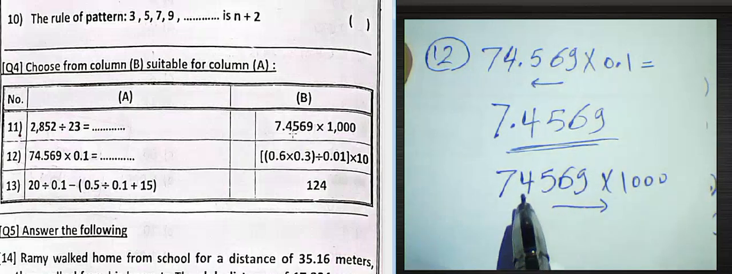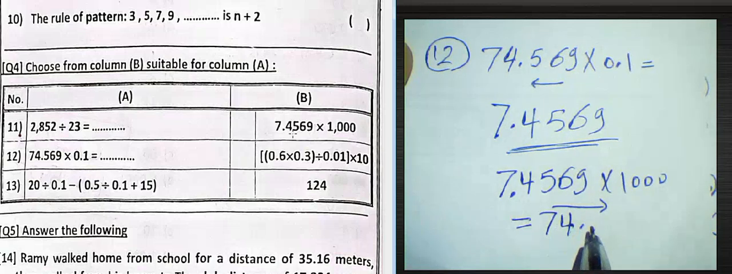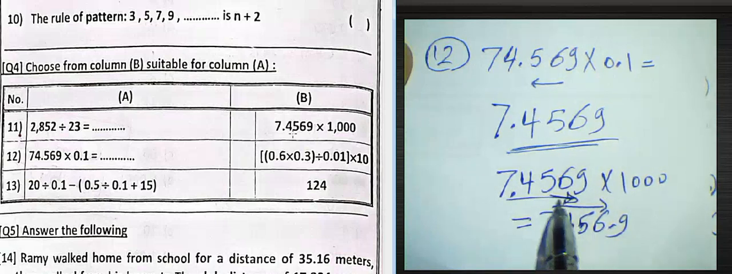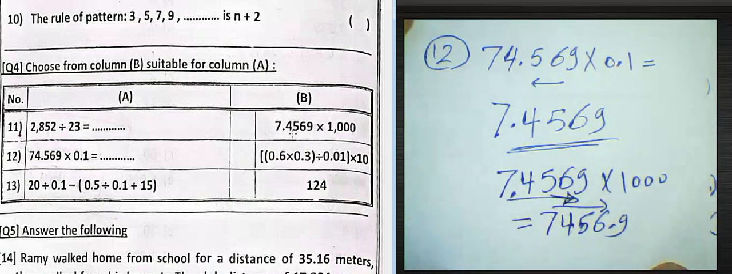We have the point here, and the result will be 7, 4, 5, 6, and 9. We must move the point from the left-hand side to the right-hand side by 3 digits. Okay, and what about the order of operations here?